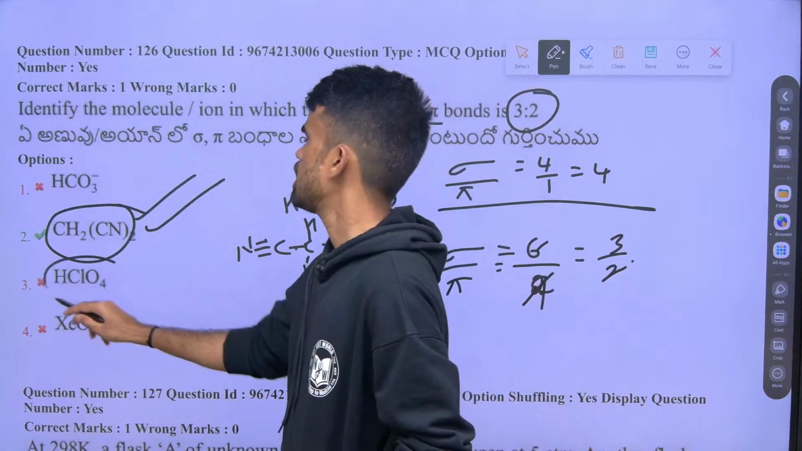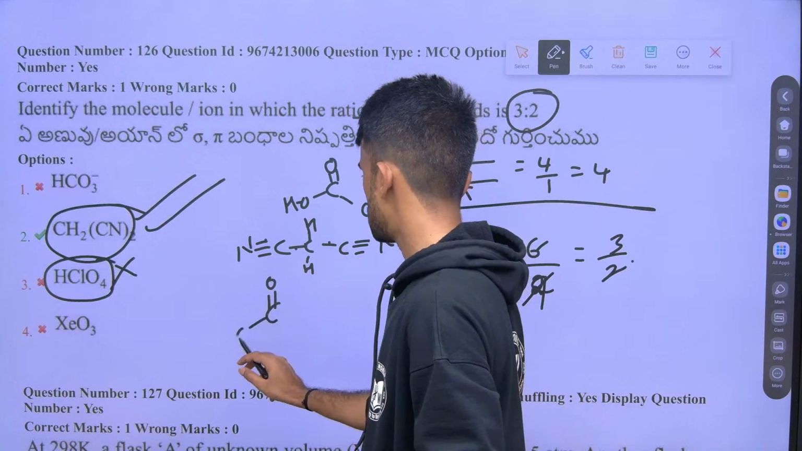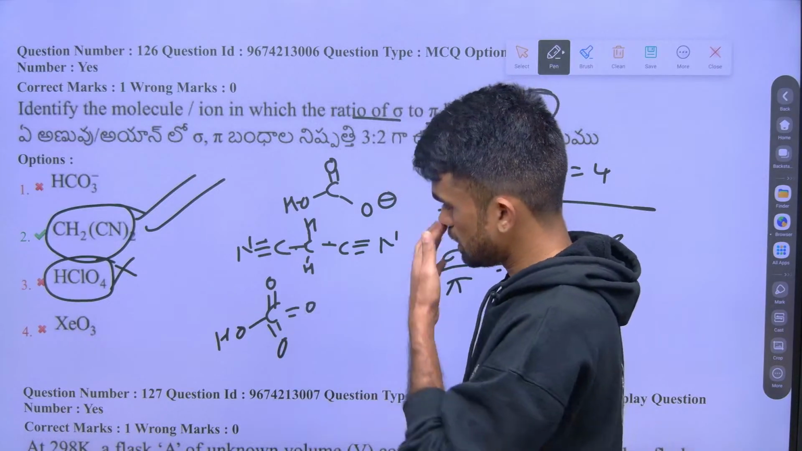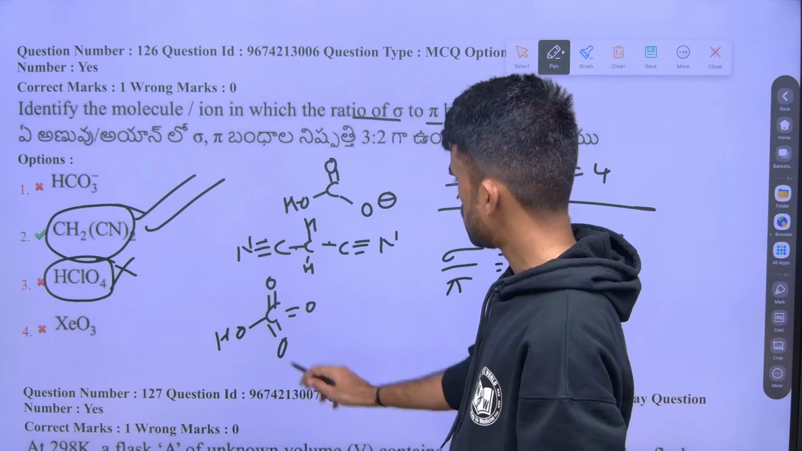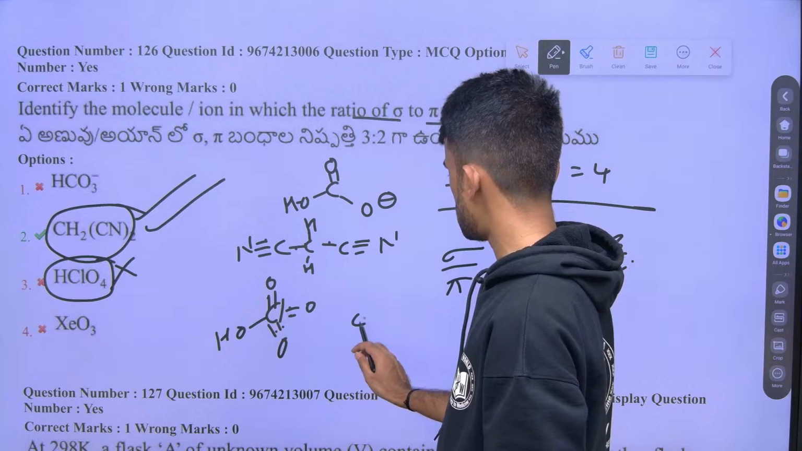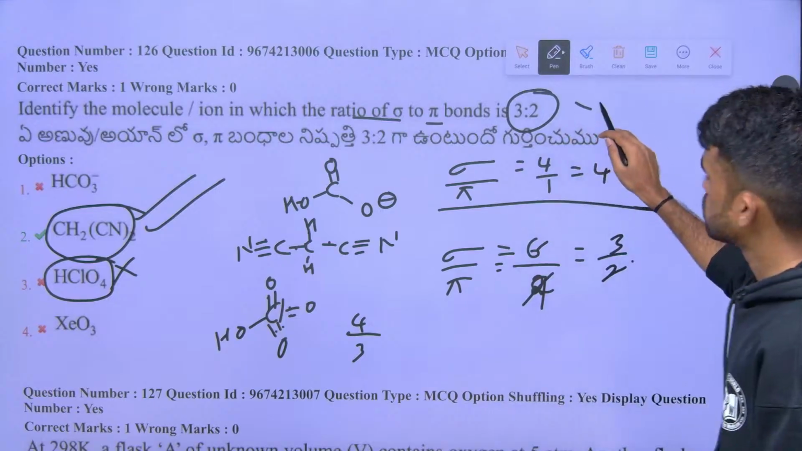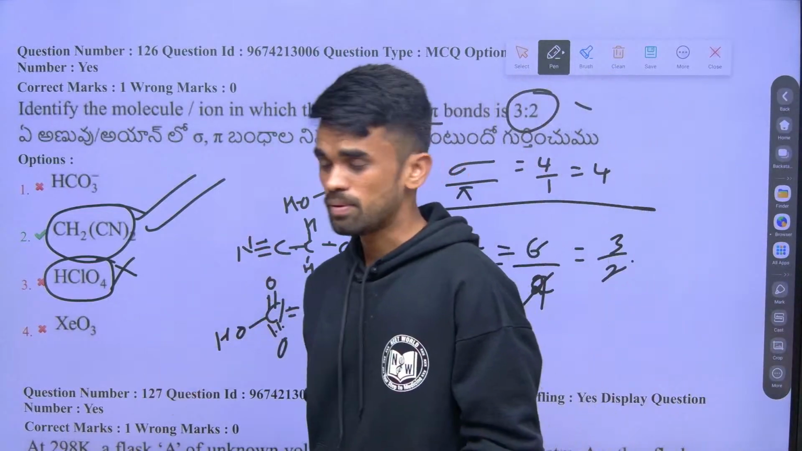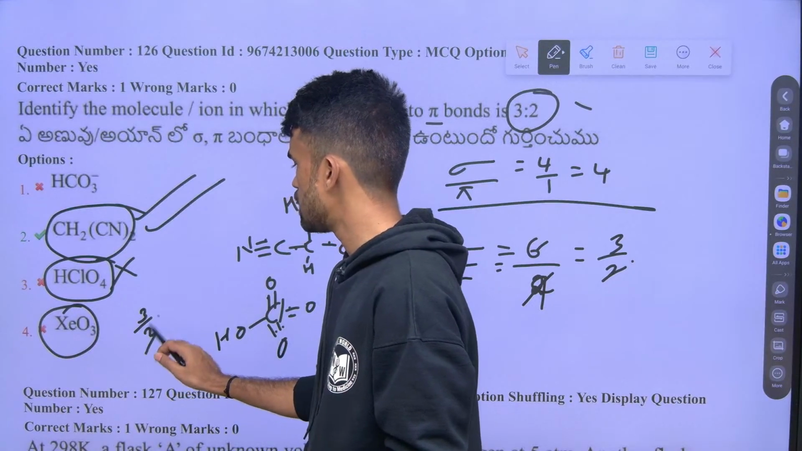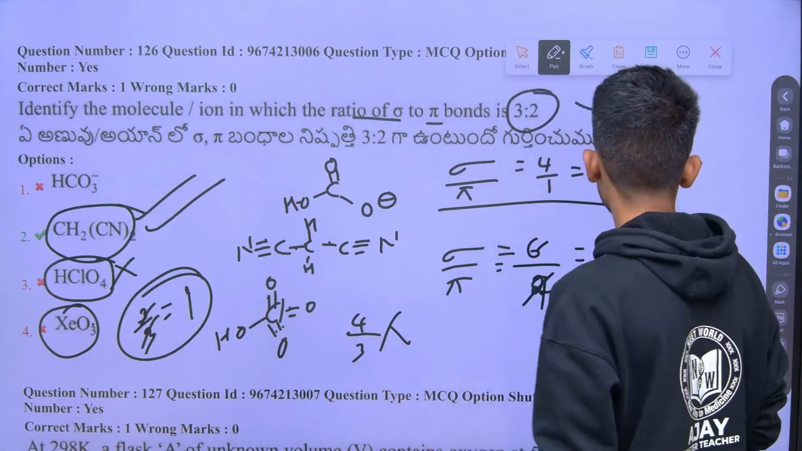For HClO4, it won't be satisfied. You can look at its structure once. If we write it like this, how many sigma bonds do we have? 1, 2, 3, 4 sigma bonds, and how many pi bonds? 1, 2, 3. 3 pi bonds. So it is 4 by 3, which is not satisfied. Even the last one won't be satisfied, because there will be 3 sigma bonds and 3 pi bonds, so you will get 1 as the ratio. So only option 2 is the most accurate answer here.